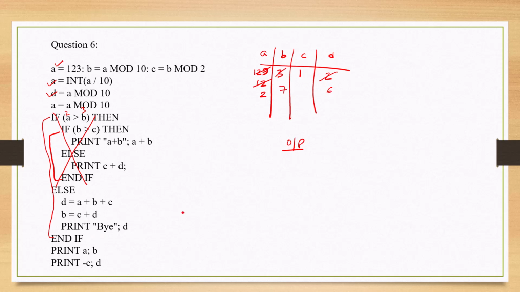Now we have the print. So that is going to print "by", and beside it the value of D, which is 6. And you see there is no semicolon. So the line changes to the second line. Now we have the next print, A and B. So that's going to print 2 and then 7. Again, there is no semicolon. So the line changes. Now in the next line, we are printing minus C. Minus C means minus 1. And then we are printing D, which is 6. So this is your output.